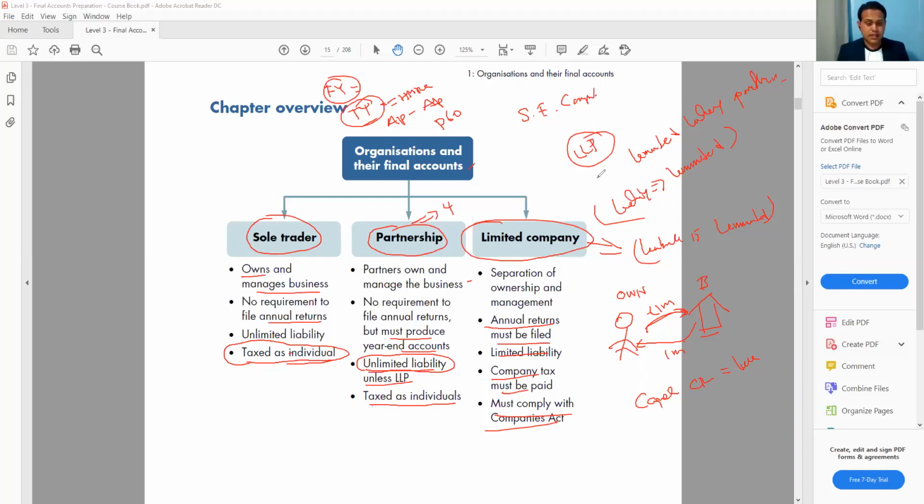All right, so this is the discussion of the sole trader, partnership and the limited company. Let's go inside of the chapters. Let's have a look what we have there.